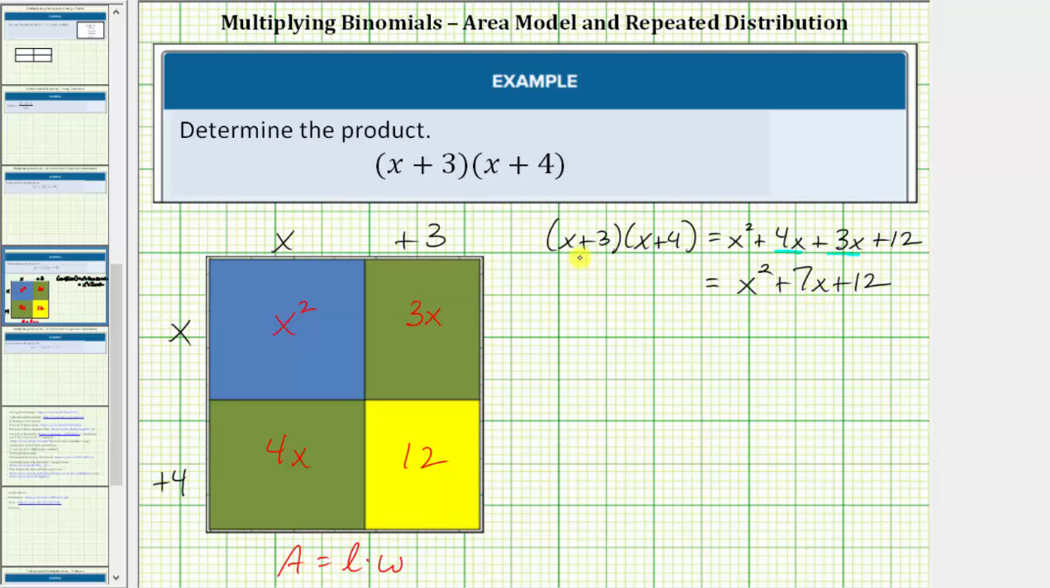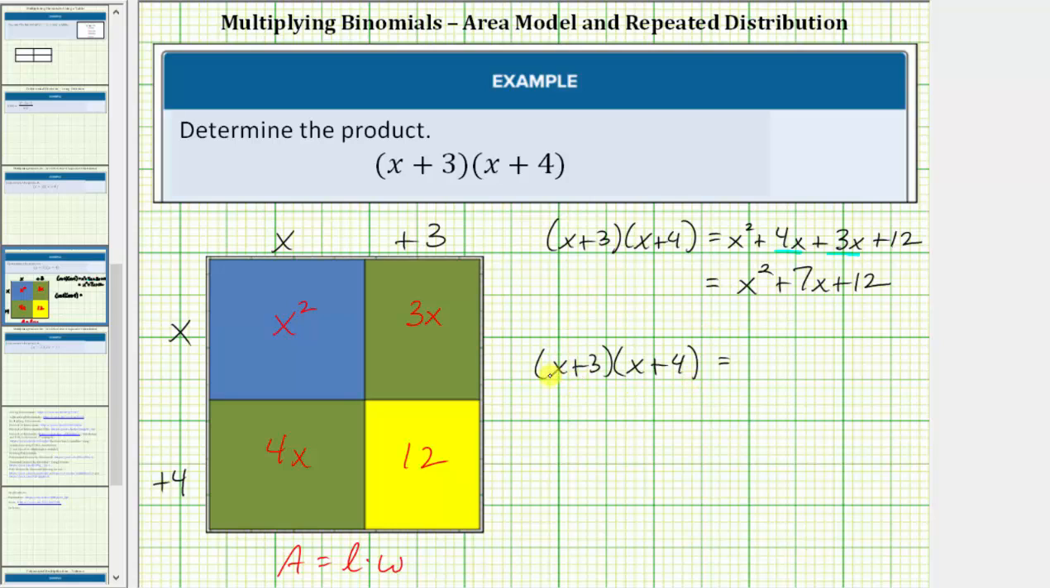Now let's also find this product using repeated distribution. Looking back at the model, notice how to determine the product of two binomials, we ended up finding four areas, or four products. And now let's find the same product using repeated distribution. When multiplying two binomials, we multiply both terms in the first binomial by both terms in the second binomial, which means we can think of this as repeated distribution.